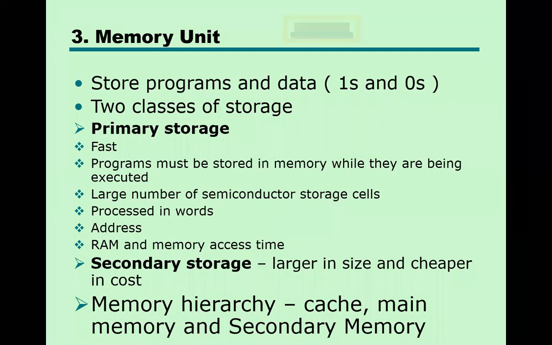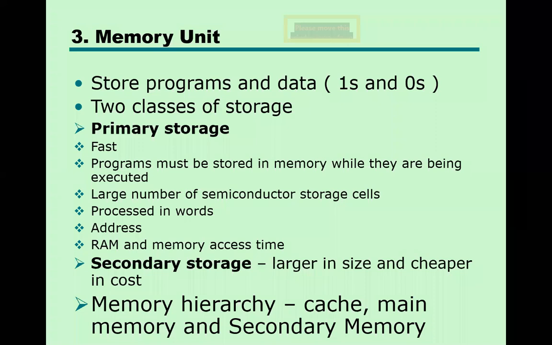So the primary storage. A program must be stored in memory while it is being executed. So before execution, we have to load our program into the primary memory, and the processor takes the program from the primary memory for execution. In the primary memory, there is a large number of semiconductor storage cells. So in the RAM, you will find a large number of semiconductor storage cells.